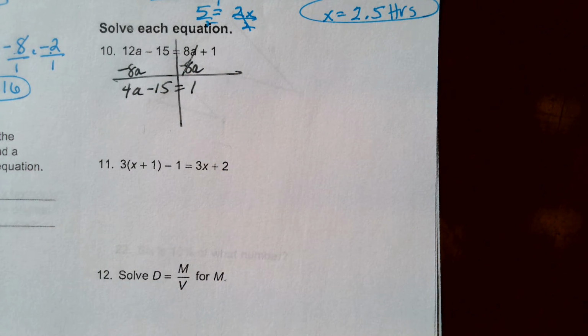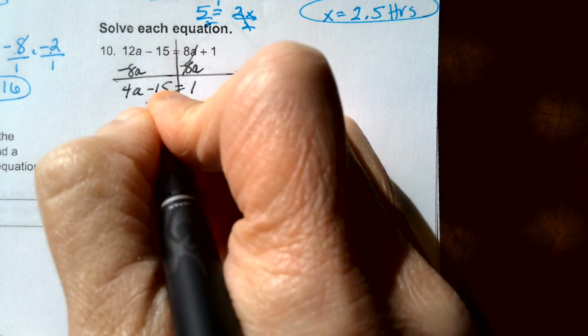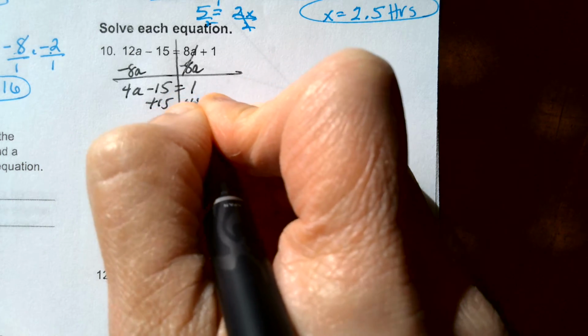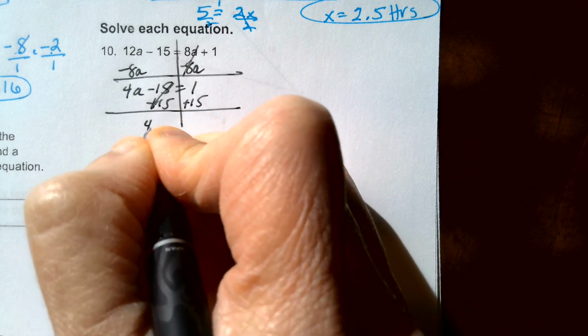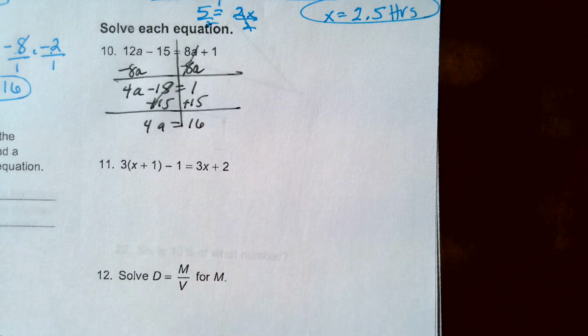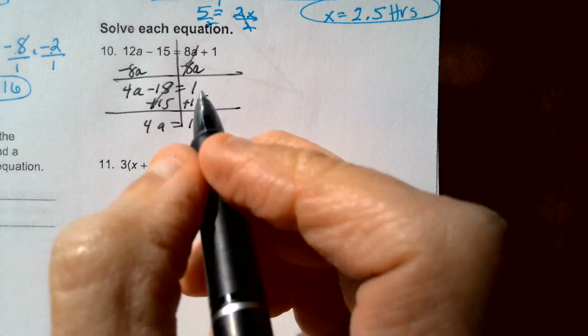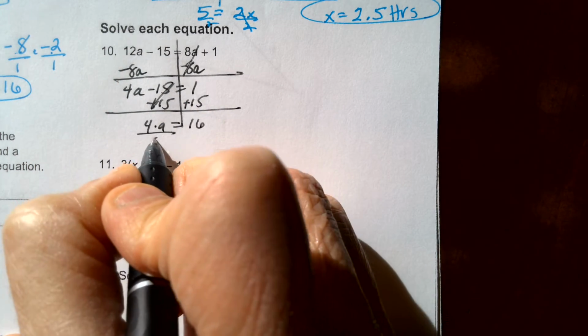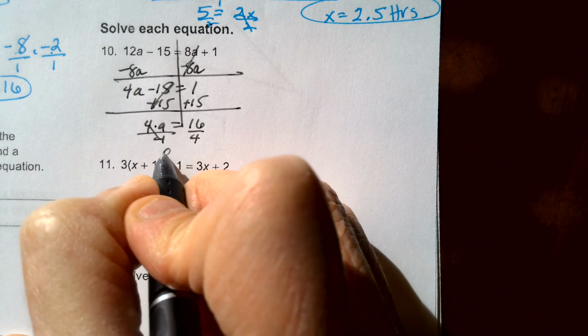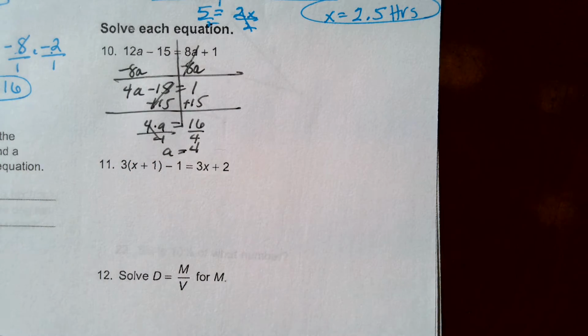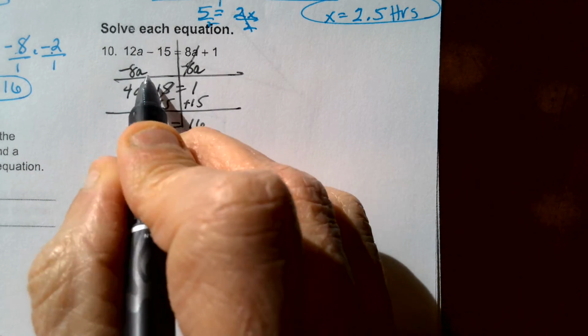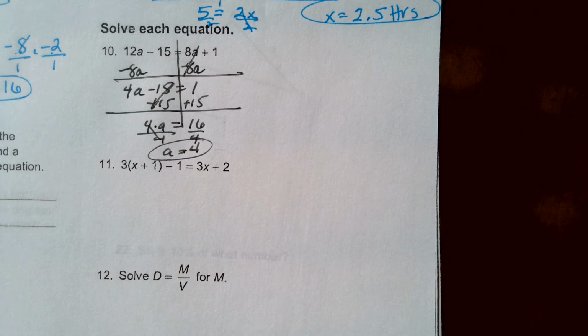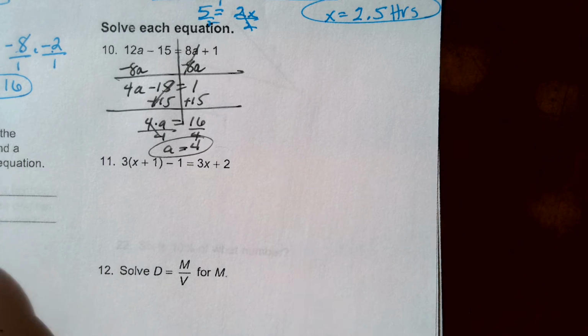Then I've got to get the numbers together. And lastly, I do the inverse here. So you definitely need to know how to do those where there's a variable on each side. We'll step it up a little.